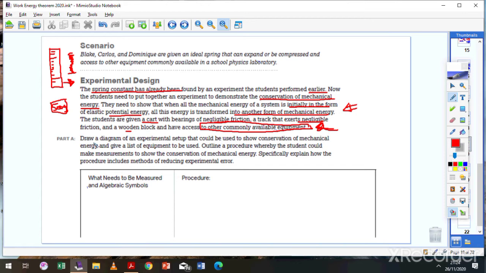Part A wants us to draw a diagram of an experimental setup that could be used to show the conservation of mechanical energy, and give a list of equipment used. Outline the procedure where the student could take measurements to show the conservation of energy, and specifically explain how the procedure includes methods of reducing error. This is also important, and remember, every time you see reducing error, that's by taking multiple trials. Okay? So just keep that in mind.